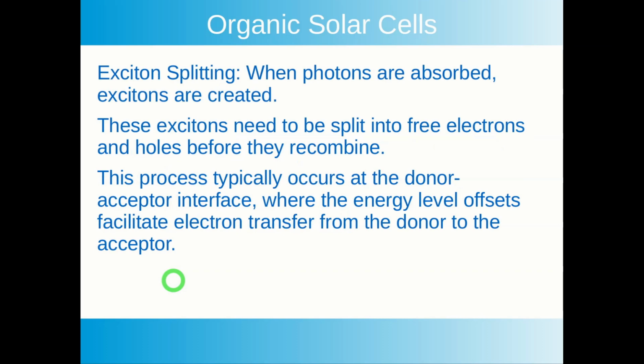Exciton splitting is the process where, when photons are absorbed, the excitons are created. These excitons need to be split into free electrons and holes before they can recombine. This process usually occurs at the donor-acceptor interface. The energy level offsets at the donor-acceptor interface facilitate the electron transfer from the donor to the acceptor.